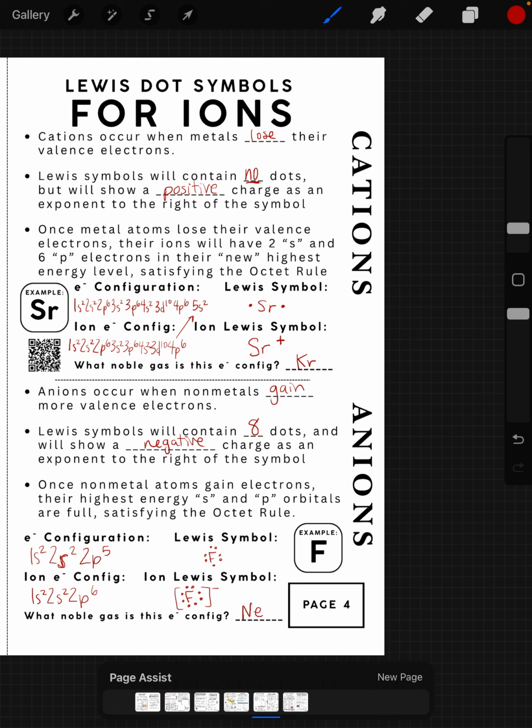So you need to understand how to do these symbols in order to be able to draw ionic bonds, which we're going to talk about tomorrow.